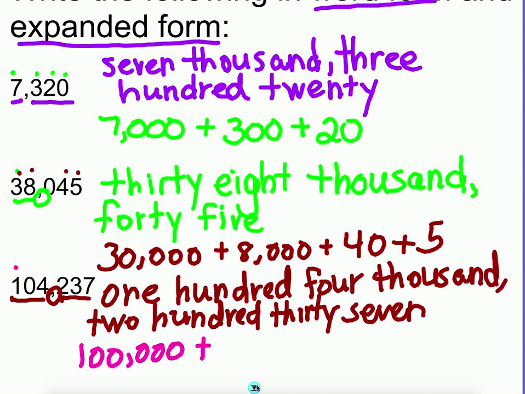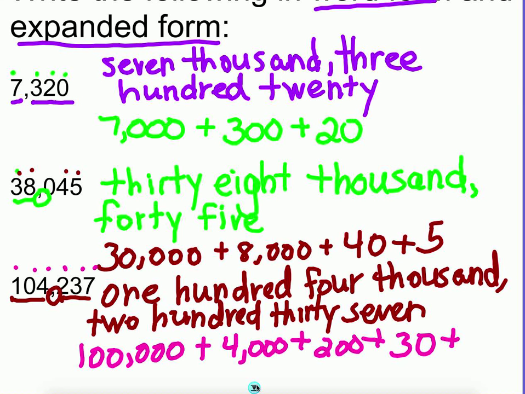The value of the 0 is nothing, so I skip it. There's no value. It's worth nothing. So I go to the next one. Value of the 4 is 4,000. Value of the 2 is 200. The value of the 3 is 30. And then the value of the 7 is 7. So there we have taking standard form and putting it into word and expanded.